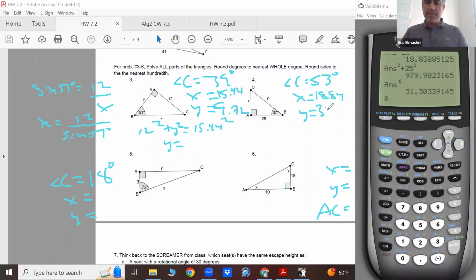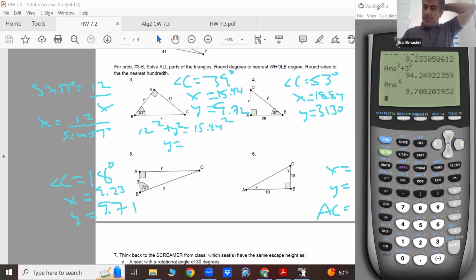I swear, I need to get a stylus. 31.30. And then for the next one, again, let's do tangent. I'll do 3 times tan 72. When you get very good, this can move quickly. That should get me y, which is 9.23. Then let's clear that. Sorry, let's do the Pythagorean theorem. That squared plus 3 squared. Root it. And you should get 9.71. Okay, all is good there.